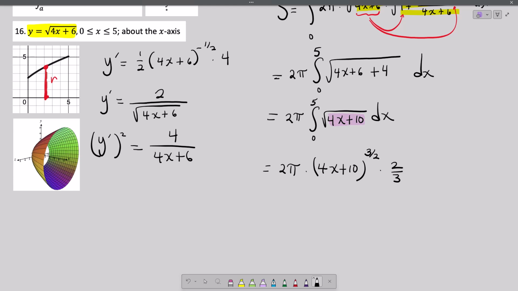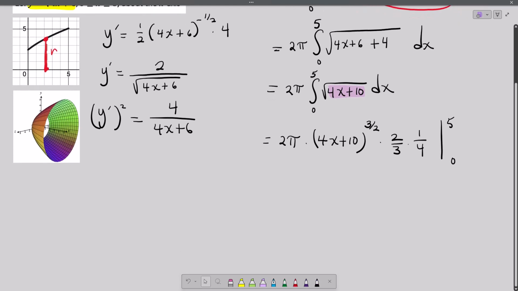Add 1 to the exponent, divide by the new exponent, and then what's the last step? The reverse chain rule part. What's the derivative of 4x plus 10? 4. If it was chain rule, we would multiply by 4, but this is integration, so it's reverse chain rule, so we divide by 4, which is the same thing as multiplying by a fourth, or you could write it as division under this. It doesn't matter how you write it. So that will be our evaluation.